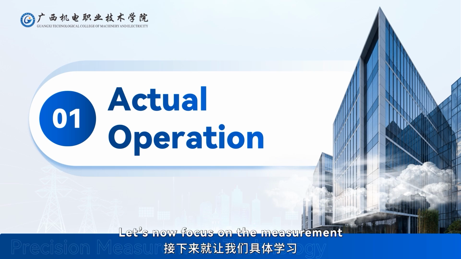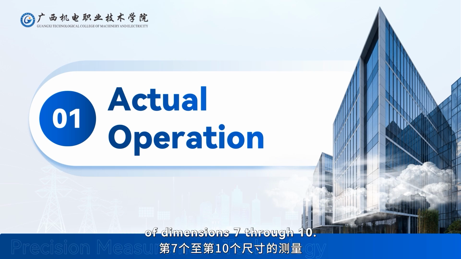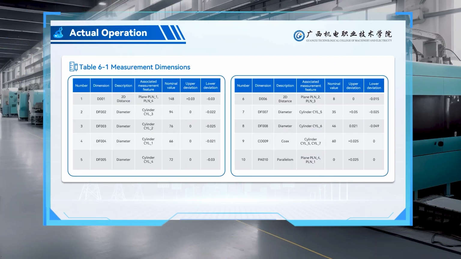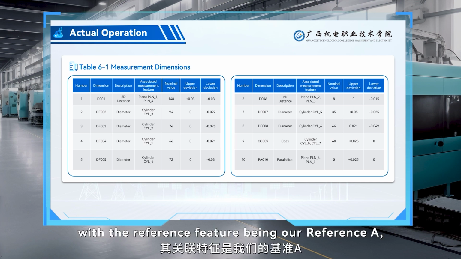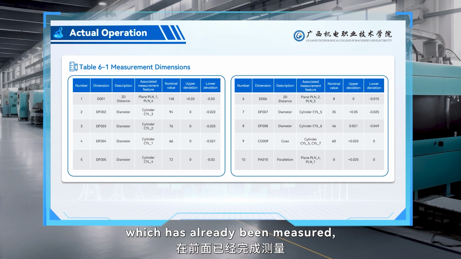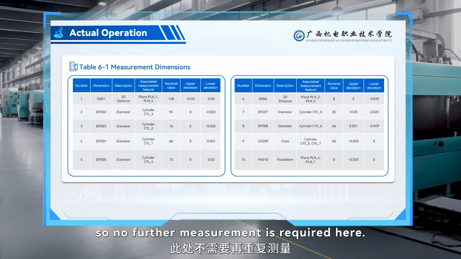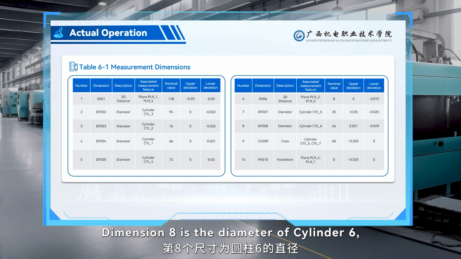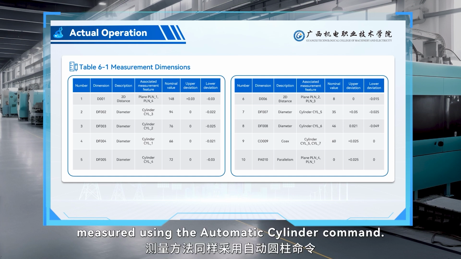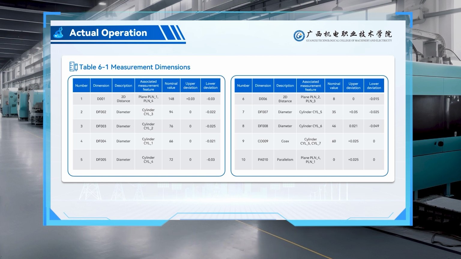Let's now focus on the measurement of dimensions 7 through 10. We will use simulation software to complete these measurements. Dimension 7 is the diameter of cylinder 5, with the reference feature being our reference A, which has already been measured, so no further measurement is required here. Dimension 8 is the diameter of cylinder 6, measured using the automatic cylinder command.